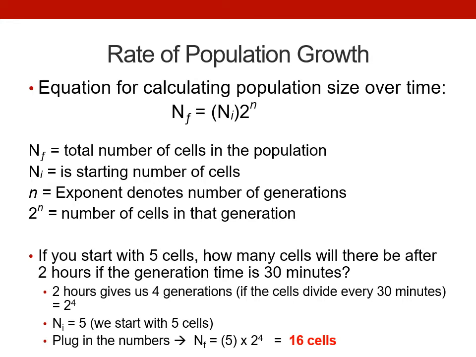And then if we plug the numbers into the equation, we have N of F, or the total number of cells in the population, equals 5 times 2 to the 4th power. This equals 80 cells.